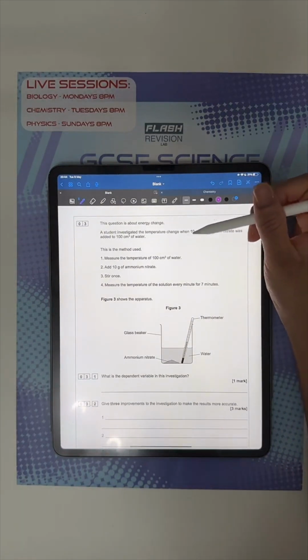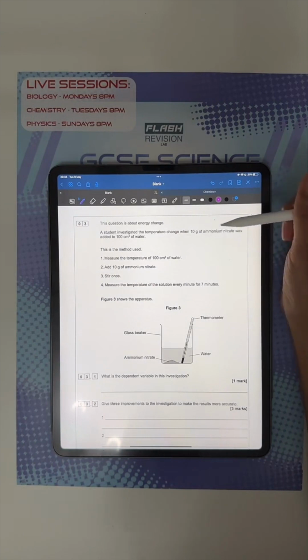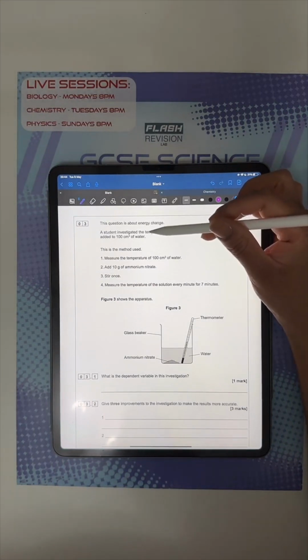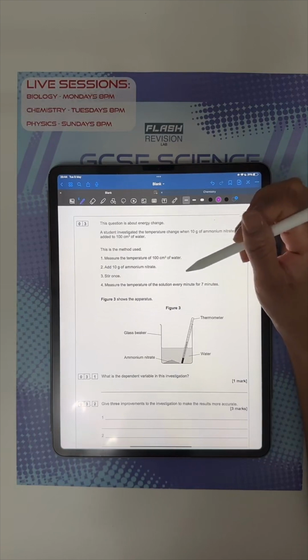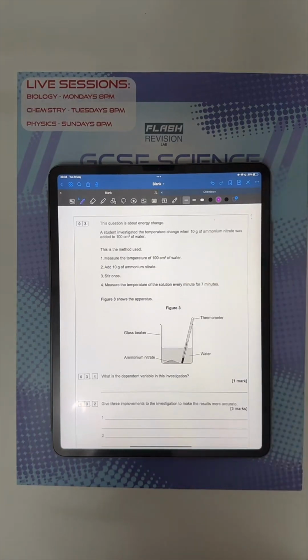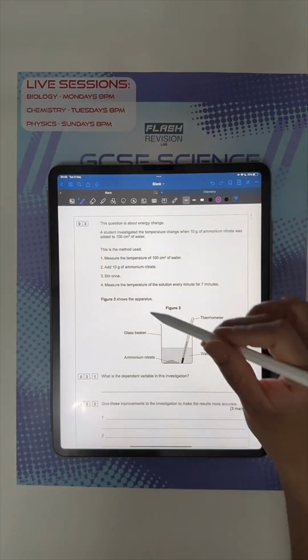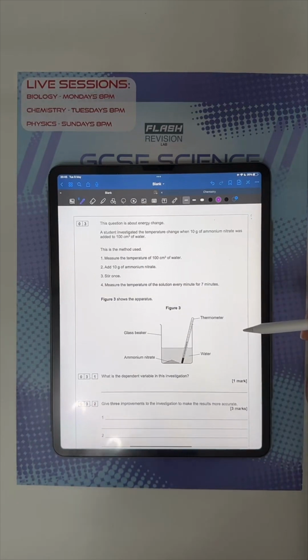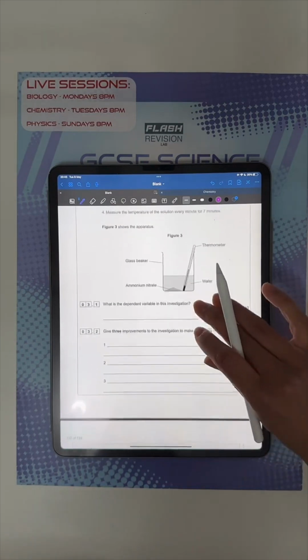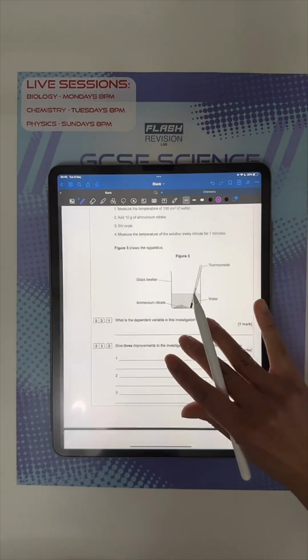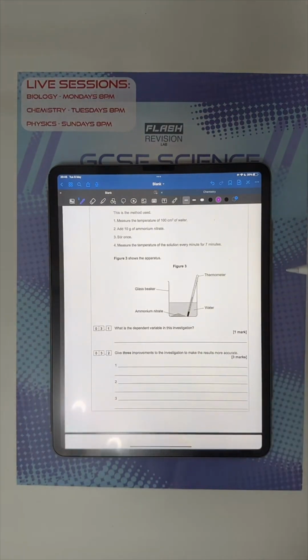So a student investigates the temperature change when 10 grams of ammonium nitrate was added to 100 centimeters cubed of water. They measured the temperature, added 10 grams of ammonium nitrate, stirred once, and measured the temperature every minute for 7 minutes. What's the dependent variable? So in this experiment, what is the dependent variable? It's not asking what does dependent variable mean, it is asking what is the dependent variable.